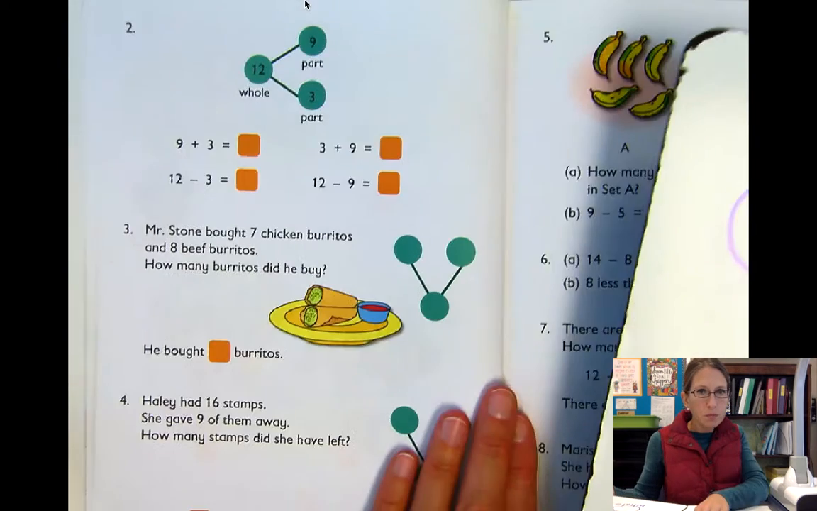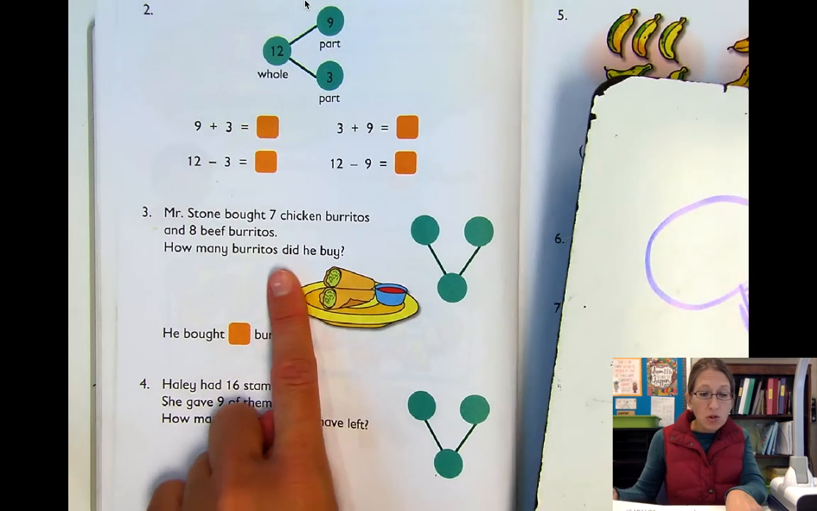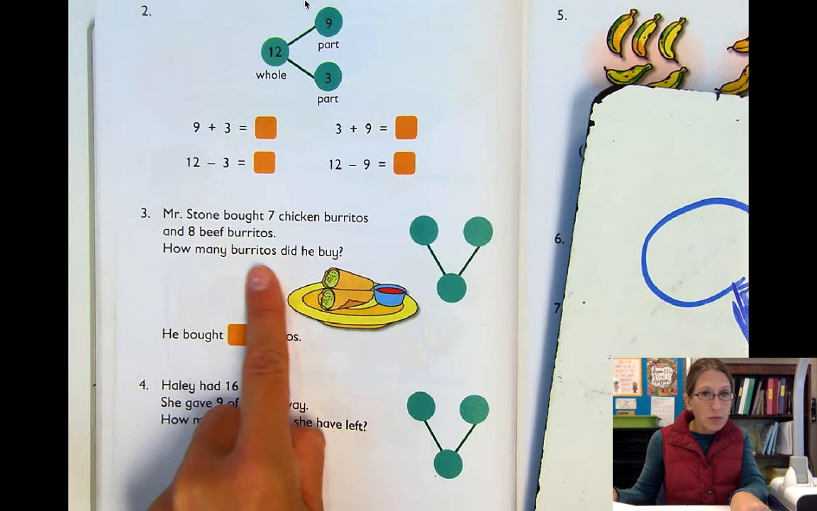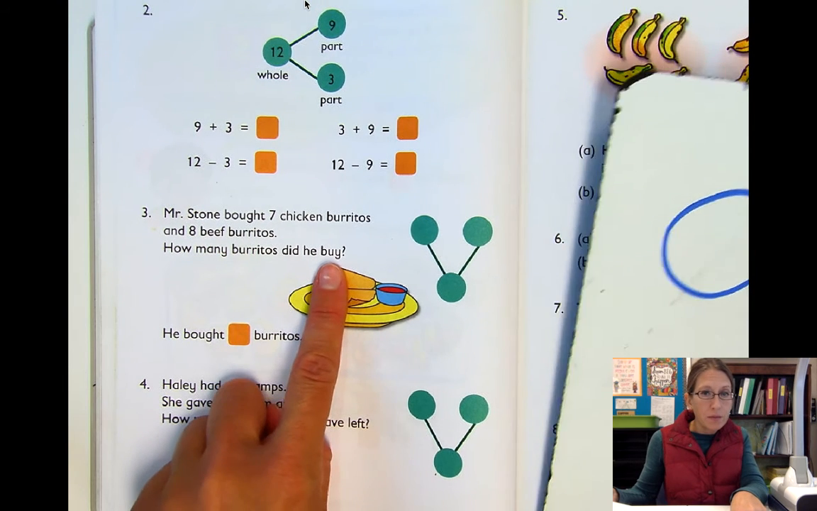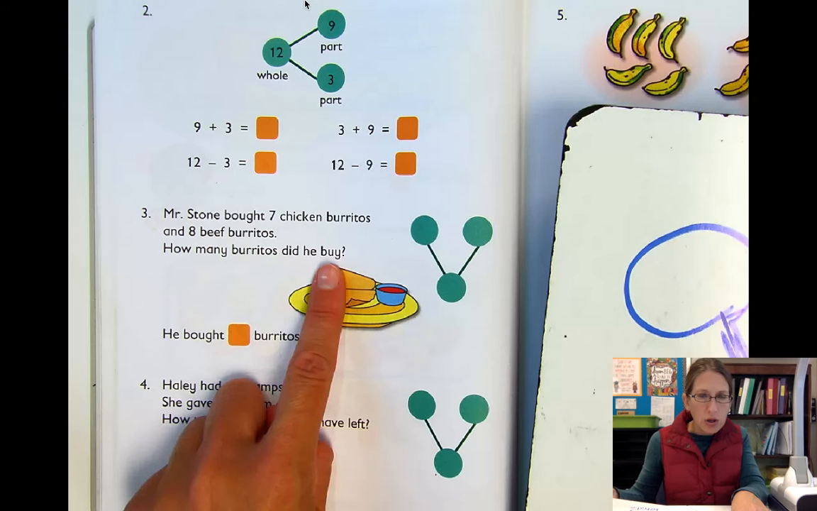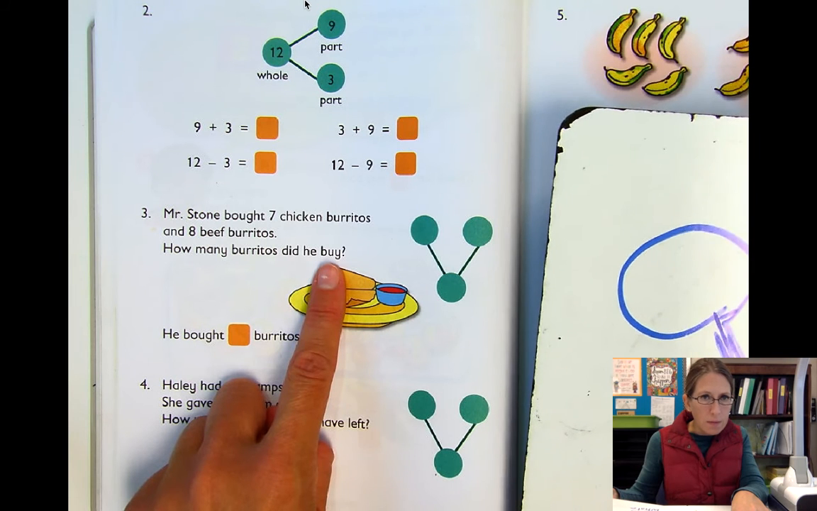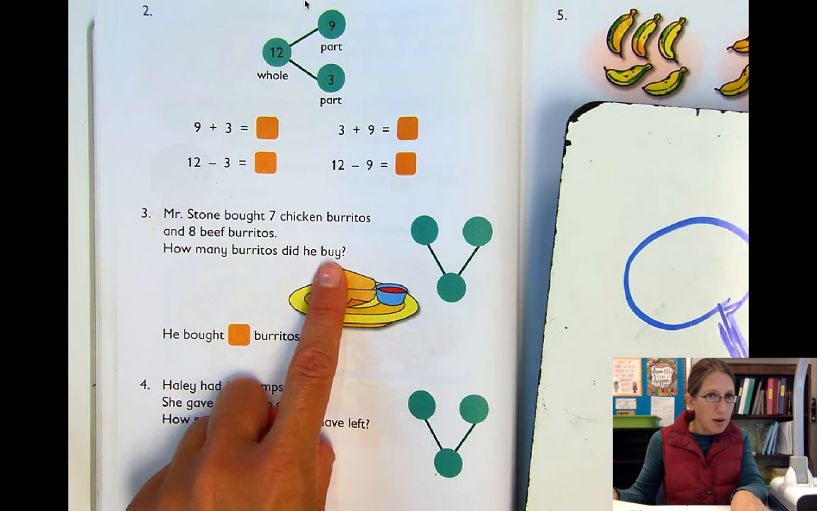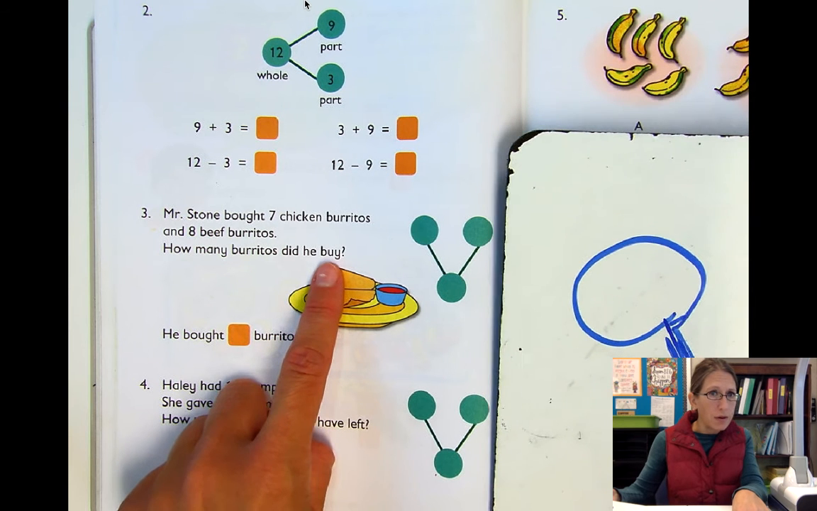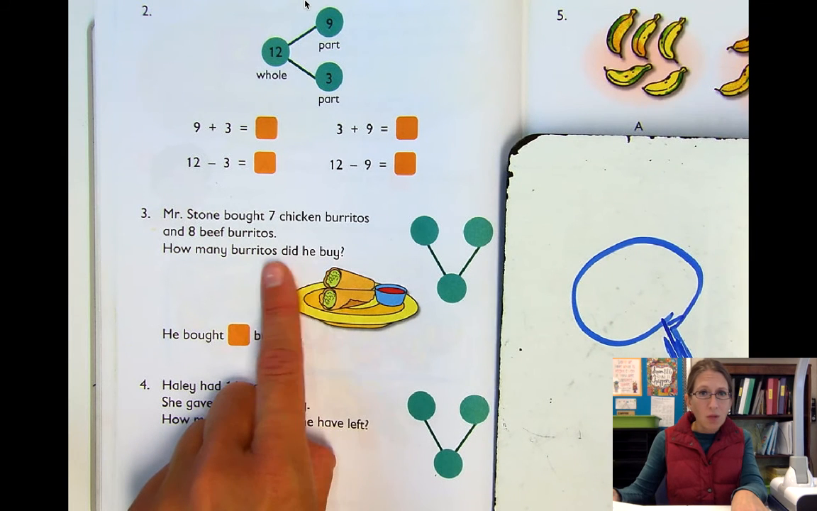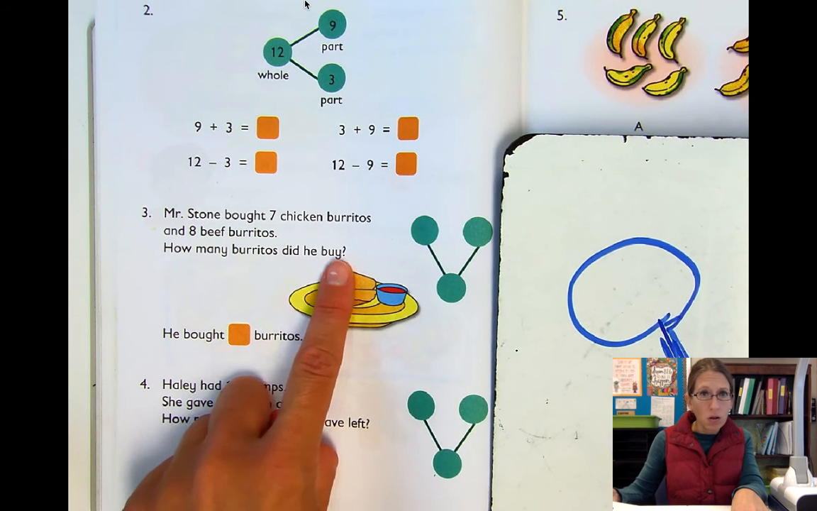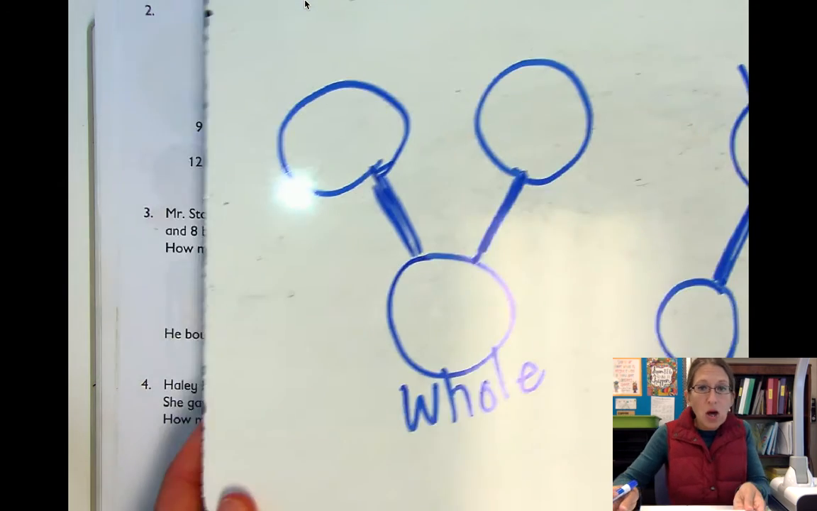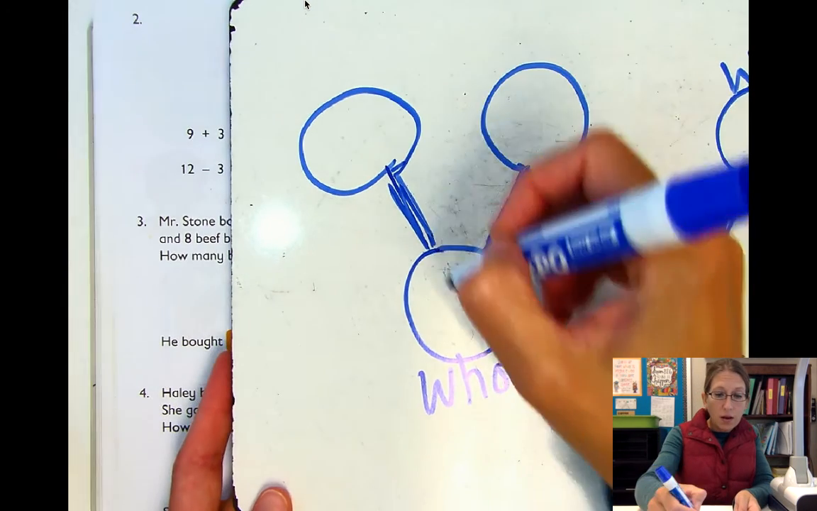Okay, so back to our problem. If Mr. Stone bought 7 chicken burritos and 8 beef burritos, how many burritos did he buy? So he bought 7 chicken and 8 beef. And they want us to figure out how many burritos did he buy. I'm going to add a word here, all together. Or how many burritos did he buy in all? So in other words, whatever flavor they are, how many did he buy? So with this one, we're trying to find the whole number.